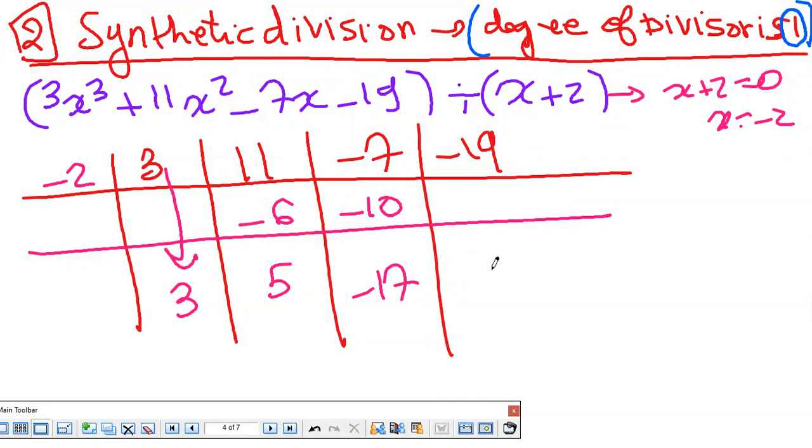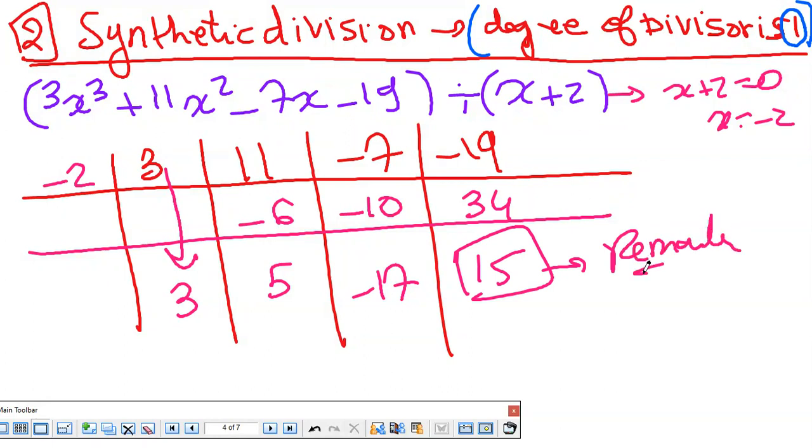We multiply, it's 34, and then we subtract. So we subtract that: minus 19 plus 34. The answer is 15, sorry guys. And then this is the remainder of the division.